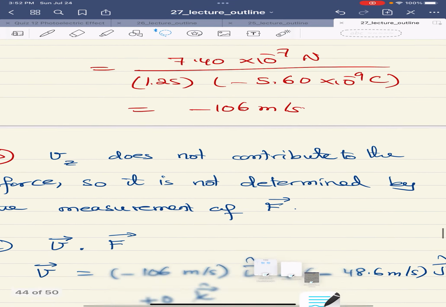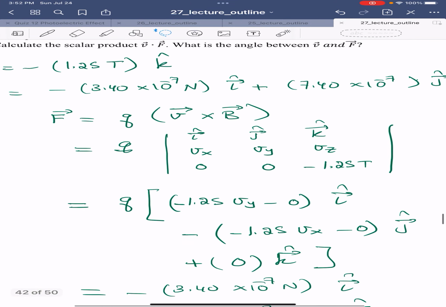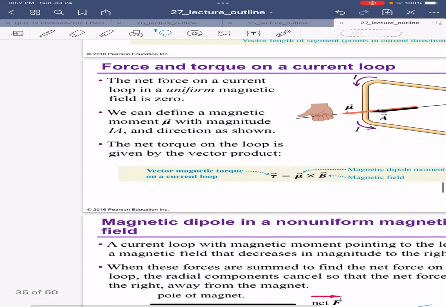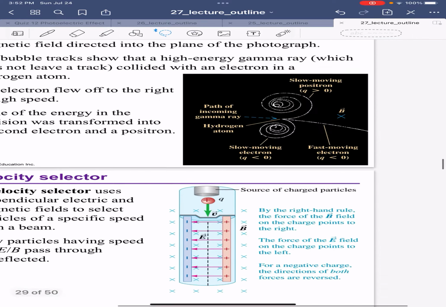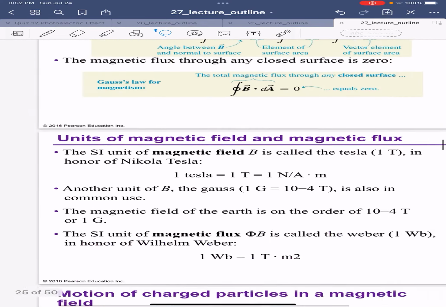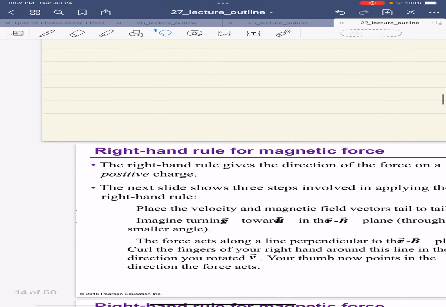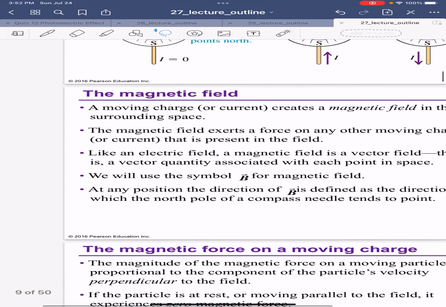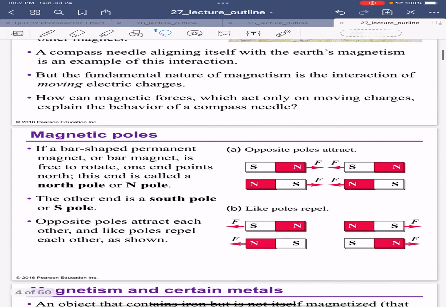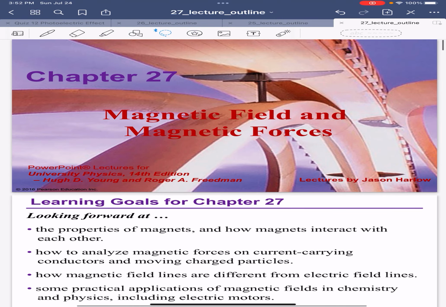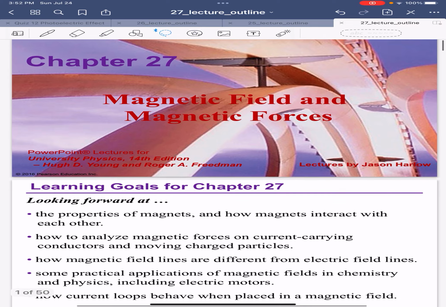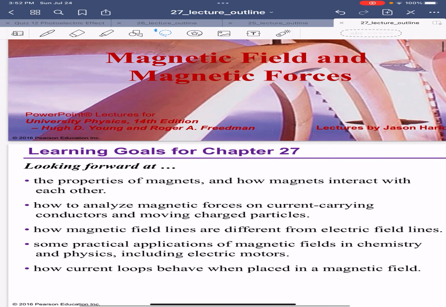This is going to be chapter 27. I will go over the lecture first, and then I will go over the problem solving. Here you have to pay attention to so many points in these two chapters.